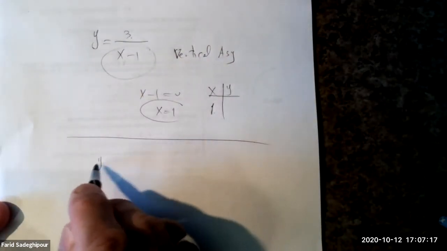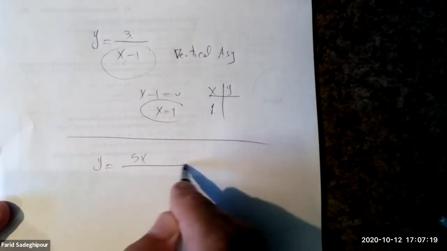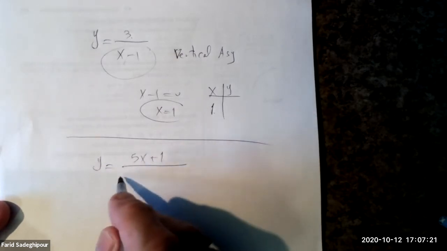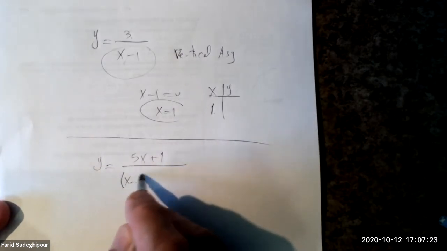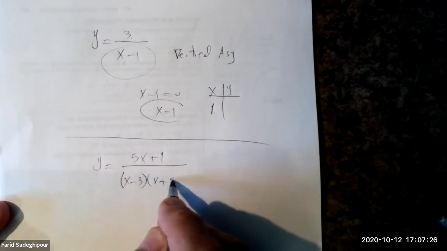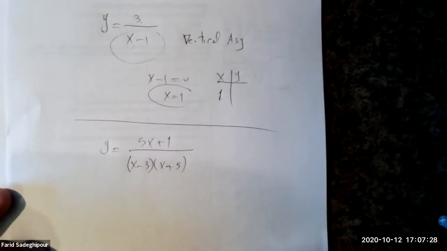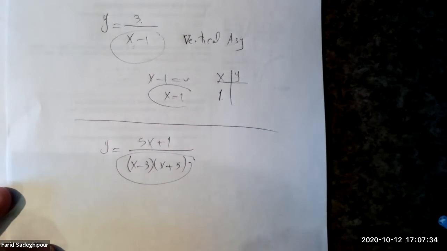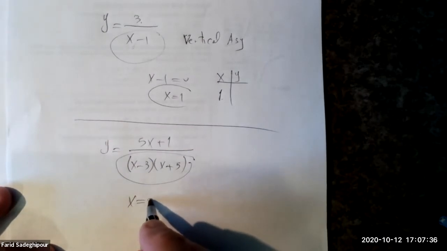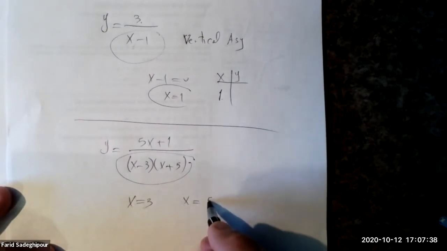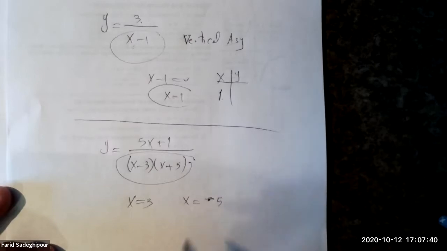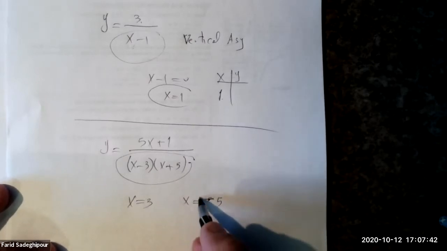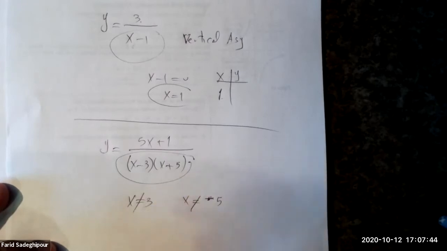Another example, let's say y is 5x over (x minus 3)(x plus 5). How do I find the domain? The domain excludes all the numbers that make the denominator equal 0, so 3 and -5. That means the domain is all the numbers except -5 and except 3.